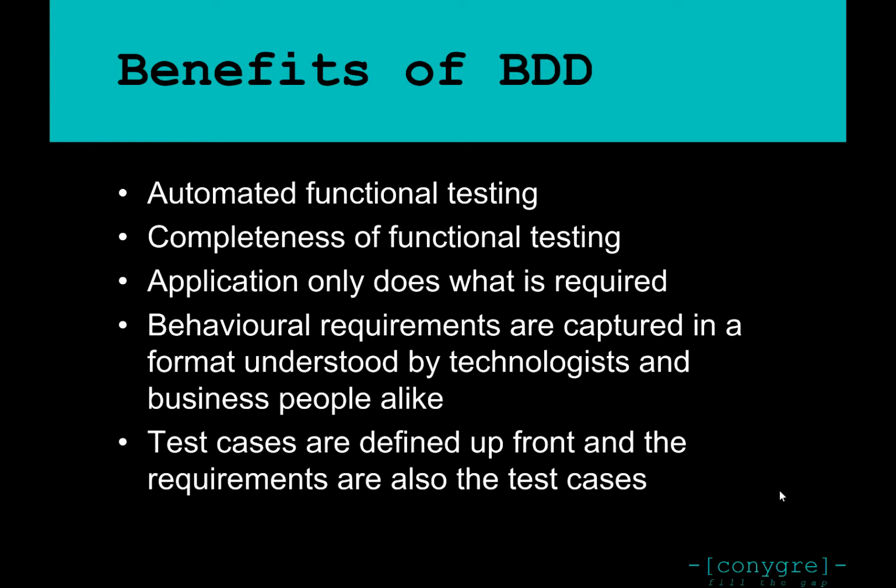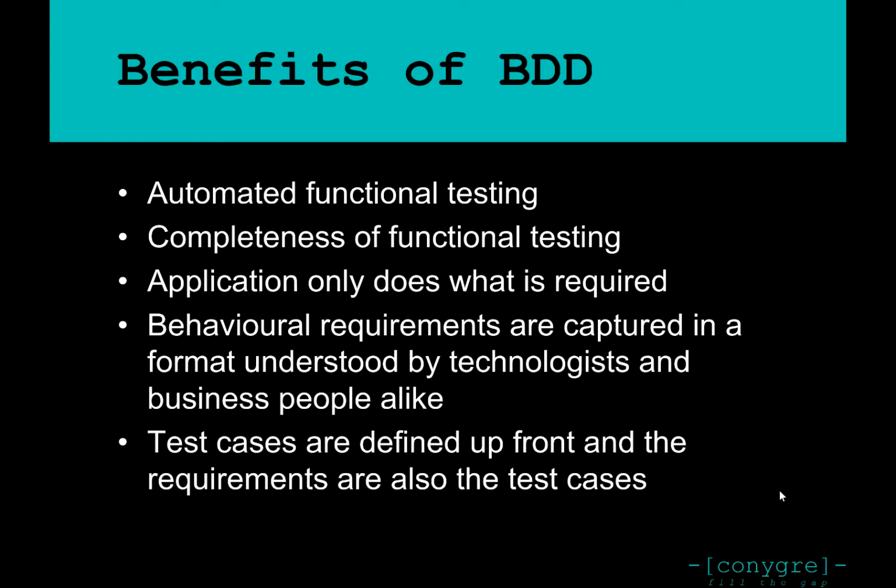So some of the benefits of this approach, firstly, you get automated functional testing. Once you've written these requirements in this form, you can create tests, and then those tests can be run whenever you want from a continuous integration server. So you could have a single-click deployment model where the tests get run before any deployment goes through.